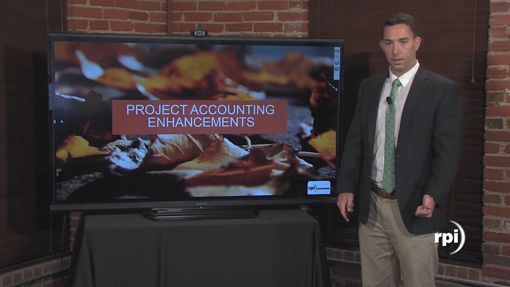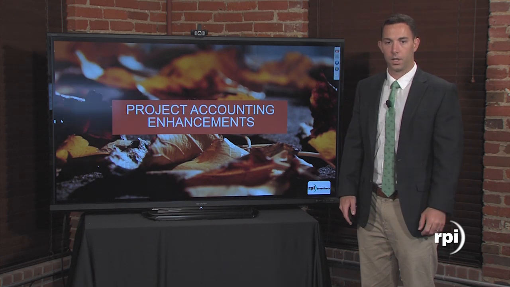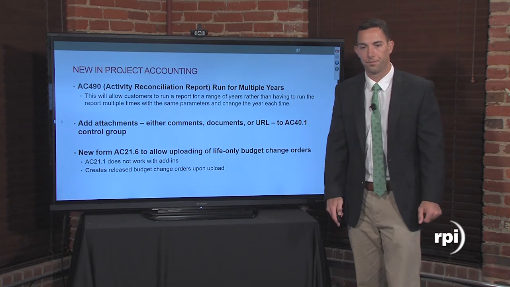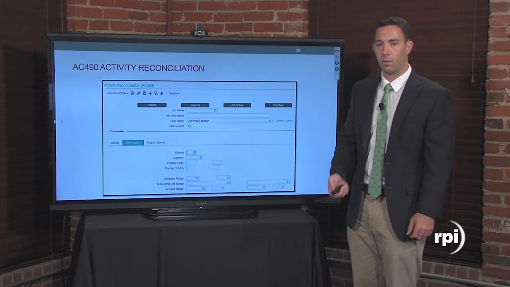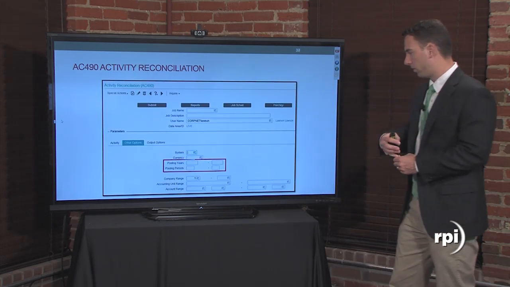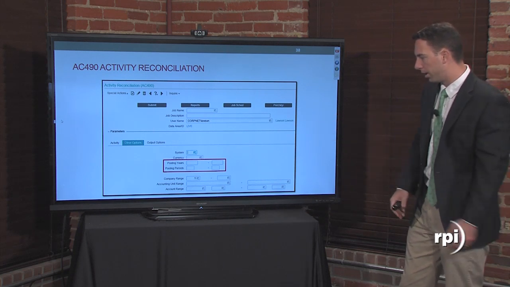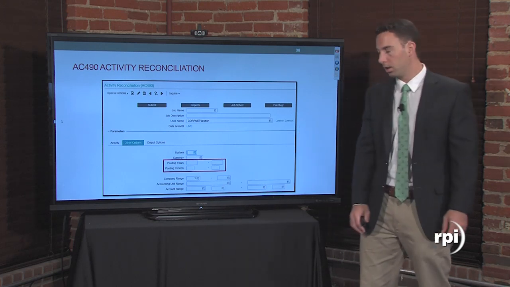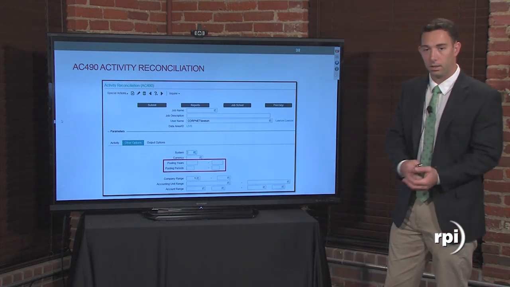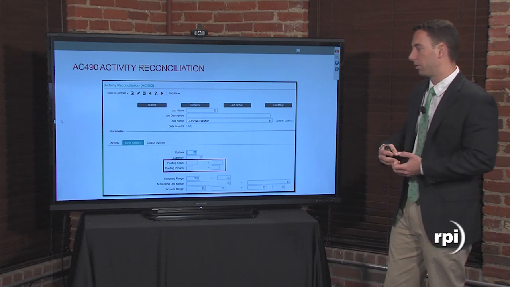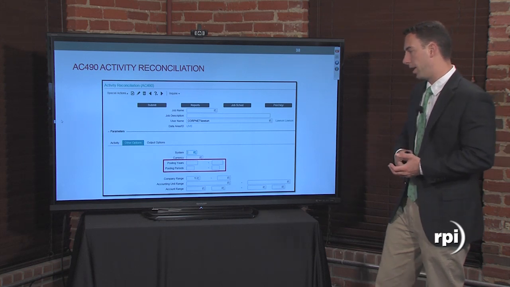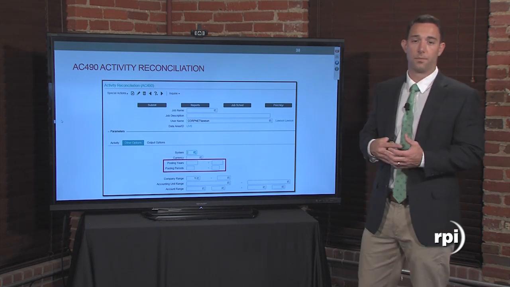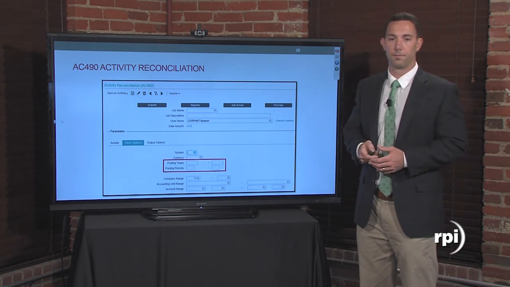We got 3 new things in project accounting. The first being the AC490 activity reconciliation report. You can run this for multiple years now. So before, the posting year and posting period was just one field. And if you had an activity that spanned 3 or 4 years, you had to run this report 3 or 4 times. But now you can put in that year range, you can put in your period range, and run the report once.